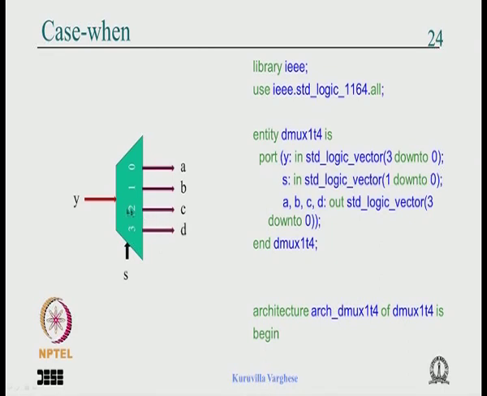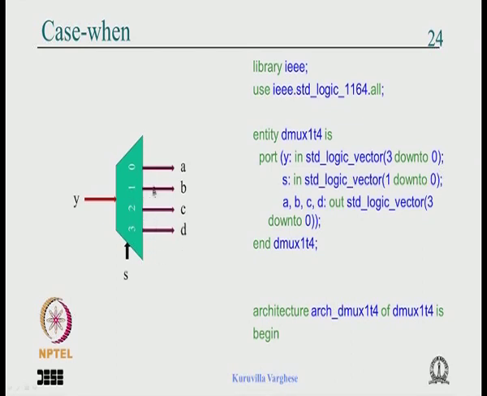We have taken a 1 to 4 demultiplexer, where the input is 4 bit and the outputs are 4 bit. The select line is 2 bits because there are 4 outputs. If it is 0, y goes to A, if 1, y goes to B, and so on. That is the library declaration. This is the entity wherein we have y, which is a 4 bit vector, S, a 2 bit vector, and A, B, C, D are the outputs, which are 4 bit vectors. And this is the architecture declaration region. Before the begin we have nothing to declare. In the statement region we are going to use the case when.